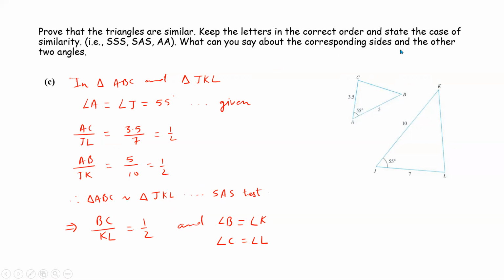And what can we say about the other sides and the other two angles? So the other two angles: from the statement, angle B equals angle K, that's here, and angle C equals angle L, that's in this part here. And about the other sides, which are BC and KL, even though their dimensions are not given, we know from here that these two are half, so this ratio is also always going to be equal to half.